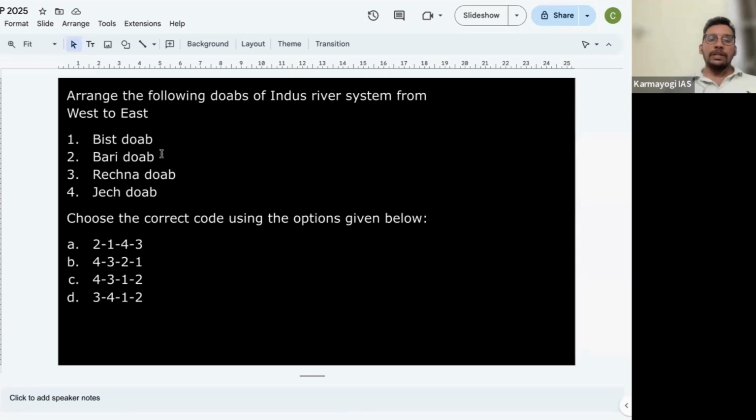So we have seen the easternmost one is Bist Doab, that is between Bias and Sutlej. So it should come at the last. So very simply, if you know even one, you can eliminate the options and you can answer B. Anyway, we will see the other options also.